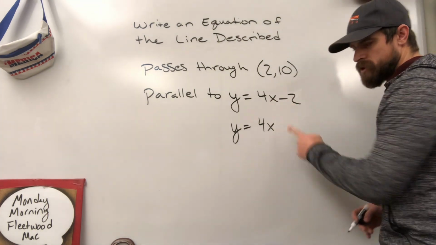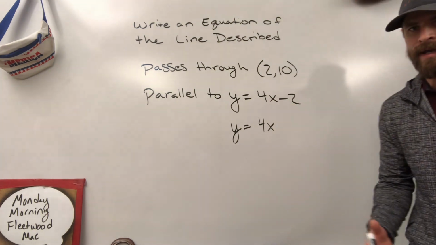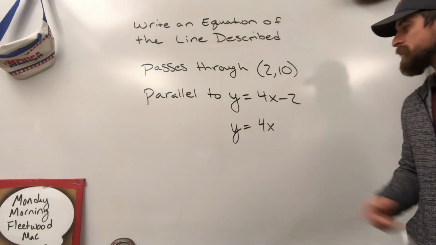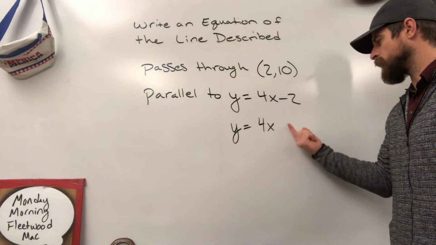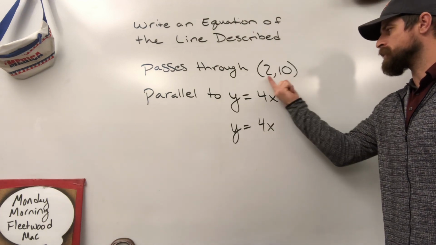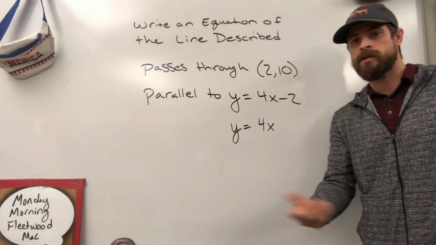So you should have some understanding, if you're watching this video, of what a y-intercept is. It's where we're crossing the y-axis on the graph. We just got to figure out where we would have to be crossing the y-axis if we were also going to be going through (2, 10) with a slope of 4. This is all you got to do.